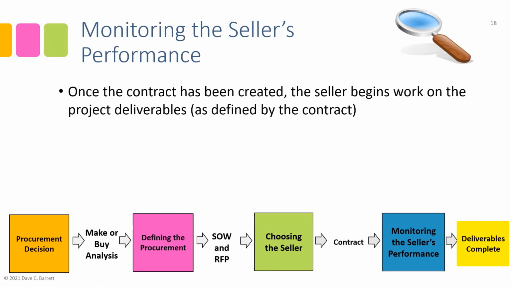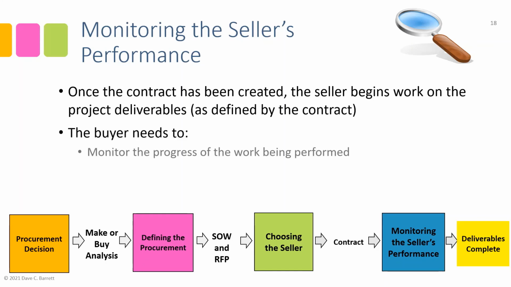Once the contract has been created, the seller begins work on the project deliverables. As we mentioned, the buyer needs to monitor the progress of the work being performed. This can be done through a status reporting process or some sort of communication of progress that is coming from the seller to the buyer. There might be site visits and so on. There's probably various meetings and reports and so on. So that's defined as part of the communication plan for the procurement.